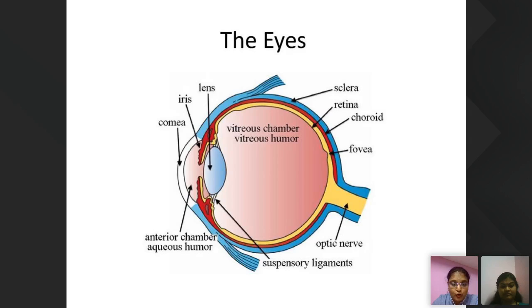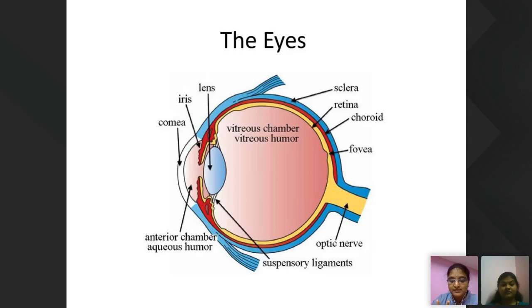Then the middle layer is the choroid. This red layer, the choroid, continues and forms the ciliary body here, and then it ends up in the iris. Between the iris there is a space called the pupil. Anterior to the pupil is the aqueous humor, and it is covered by the conjunctiva.